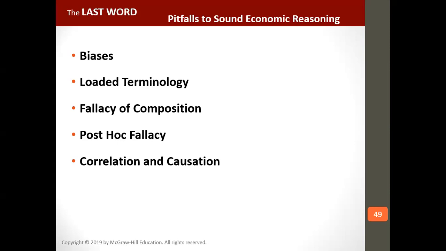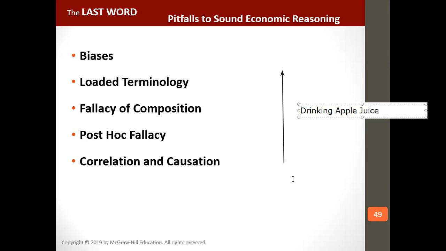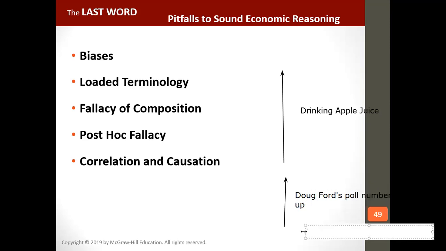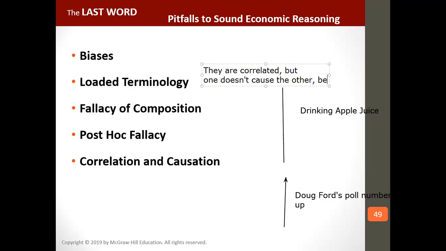If one thing goes up and the other thing goes up, it doesn't mean that one causes the other. Let's say drinking apple juice increases, and then Doug Ford's poll numbers go up. They are correlated, but one doesn't cause the other, because they're totally unrelated. Drinking apple juice is not related to politics.